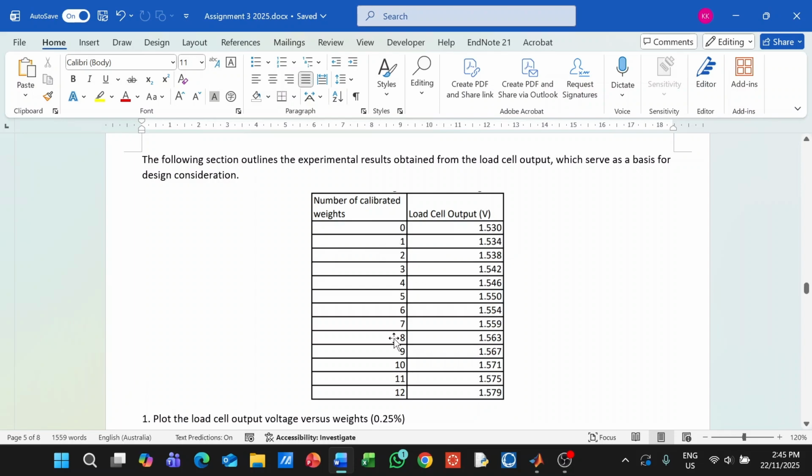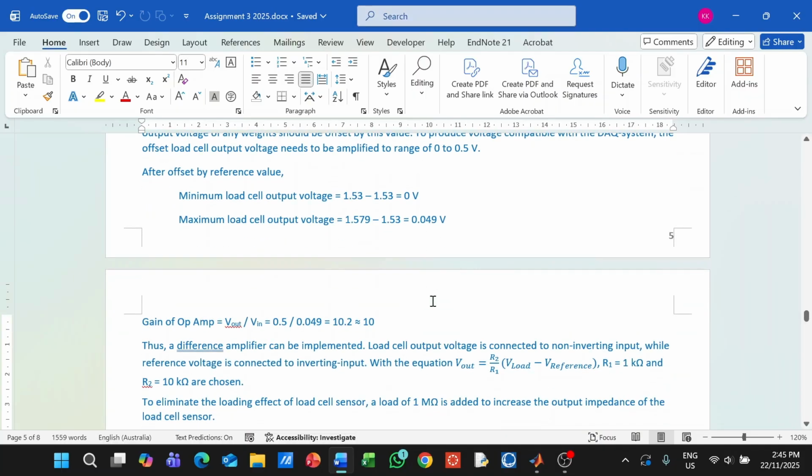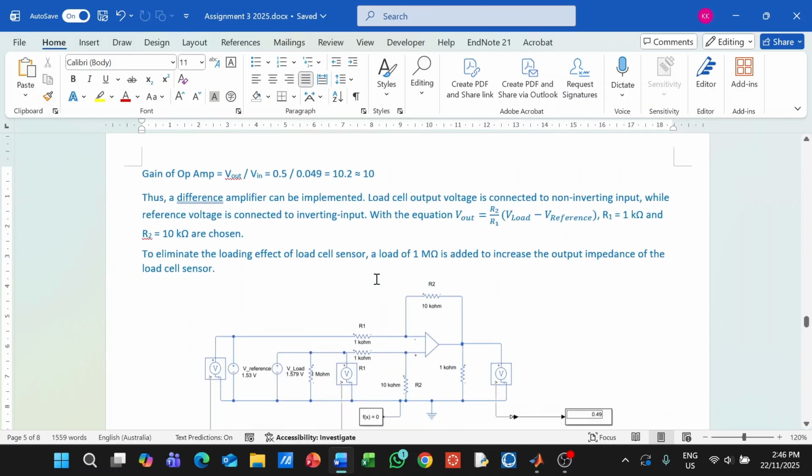Then the maximum load cell voltage is 1.579. So after offset, we will get 0.049 volt. In order to have a voltage signal in the range of 0 to 0.5 volt, the gain of the op-amp should be approximately 10. So we use a difference amplifier, and I select R1 to be 1 kilo ohm and R2 to be 10 kilo ohm to produce a gain of about 10 times.